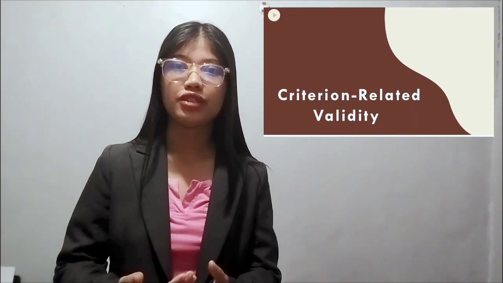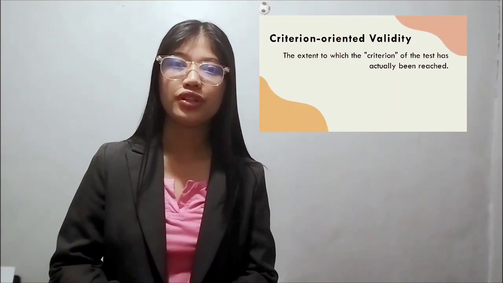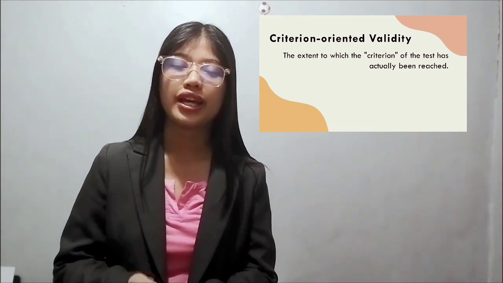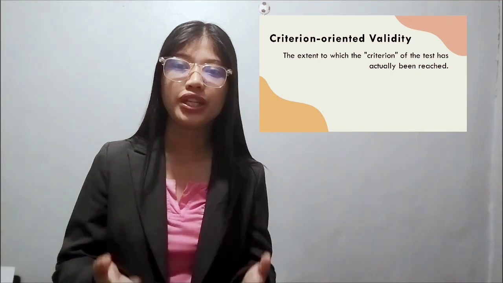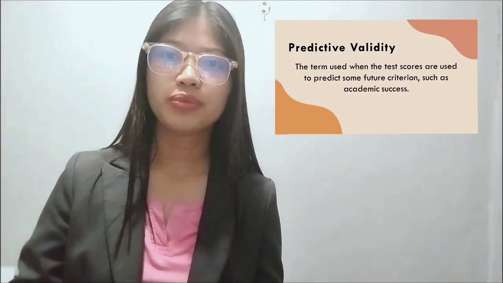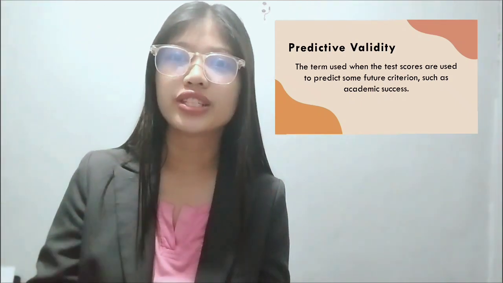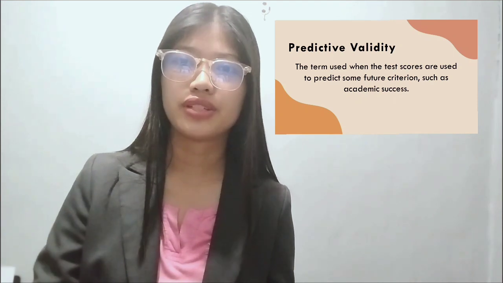The first type of validity is criterion-oriented validity, which by definition means the extent to which the criterion of the test has actually been reached, meaning if the standard of the test has been met, then the test is valid. Criterion-oriented validity has two subtypes. The first is predictive validity. The term is used when the test scores are used to predict some future criterion such as academic success.